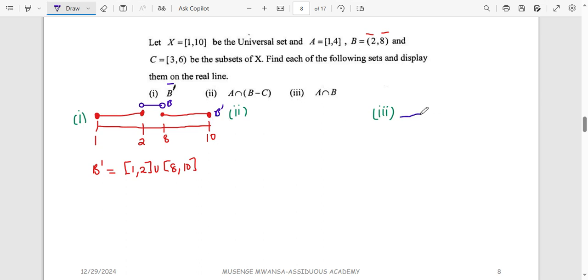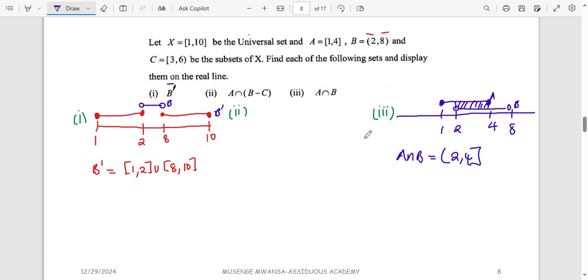Okay. And then let me work out first the last one. The last one, I've got A intersection B. So the set A is from 1 up to 4. The set B is from 2 up to 8, and it's open both at 2 and at 8. And we want where these two sets are intersecting. So it's from here up to here. So therefore, A intersection B is equal to from 2 up to 4. Can you see that 2 is not part of the set B, so it's going to be open. But 4 is in the set A, it's also part of the line for B, so this is going to be closed. So that's A intersection B.